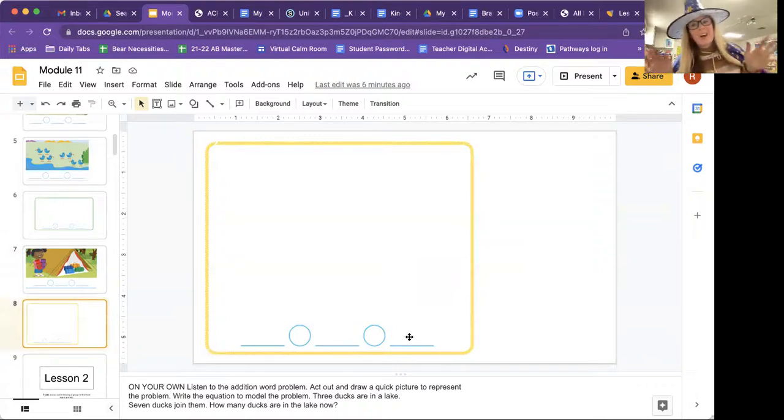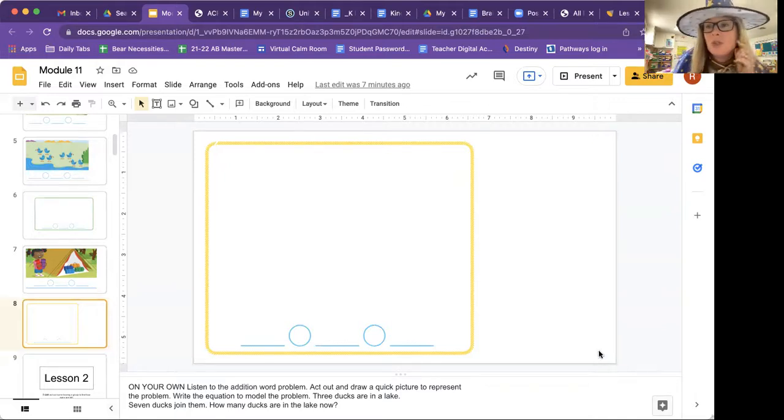All right. This one's on your own. Listen to the addition problem. Act out and draw a quick picture to represent the problem. Quick picture, probably shapes. Write the equation and model the problem. That means down here, that's the equation. 3 ducks are in a lake. 7 ducks join them. How many ducks are in the lake now?